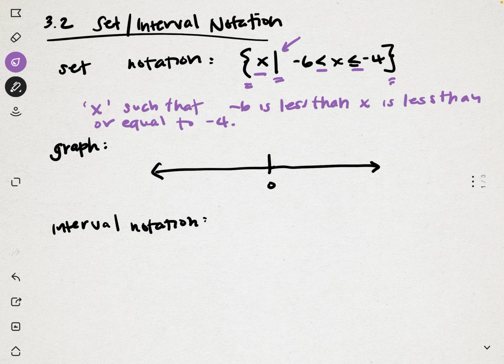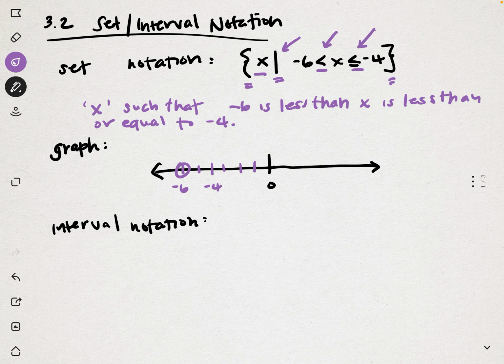Okay, so if we're asked to graph this, we're going to find -6 and -4 on our number line. So -1, -2, -3, -4, -5, -6. Now here's the thing to remember. If it does not include the point, so if -6 is less than x, that doesn't include -6. So another way to think about it is x is greater than -6. So it doesn't include that point. We're going to put a circle there. We're going to leave it open because it does not include -6.